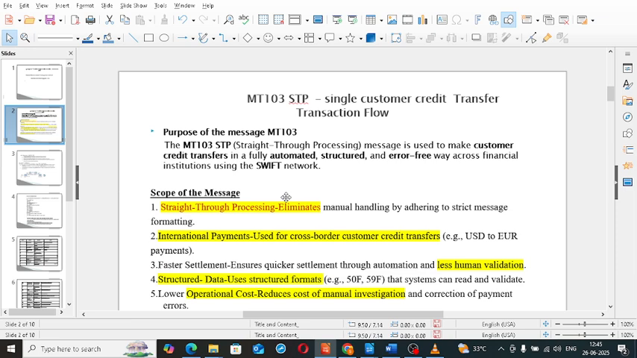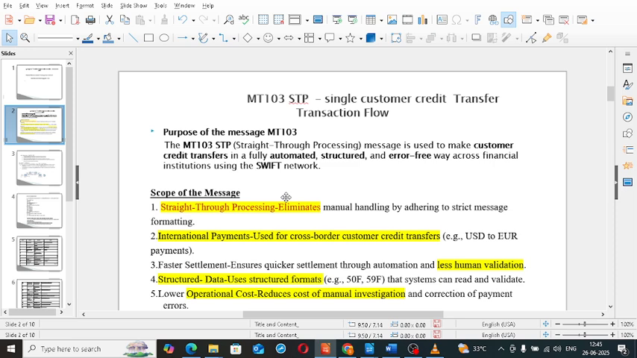It's a straight through process. It eliminates manual intervention, because from start to end the MT103 STP transaction should flow without any manual intervention. It's mostly used for international payments, cross-border payments, in all currencies, USD, EUR, and so on. The settlement happens very fast because there is less human intervention.